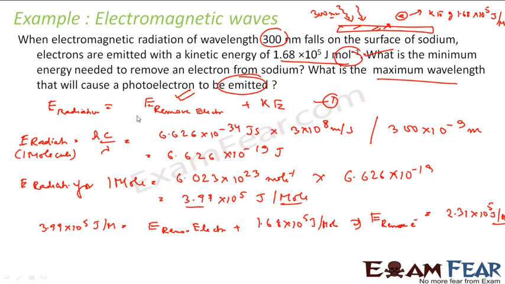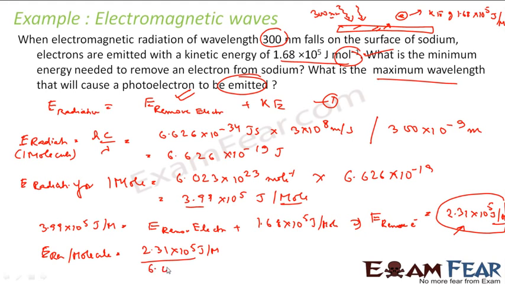Now the question is, what is the maximum wavelength that can cause the photon to emit? In that case, we'll use this much energy itself, because any extra energy we use converts into kinetic energy. So we'll assume that there is no kinetic energy for the electron. We just want a wavelength that will eject the electron out. So we'll use this one, right? This is joule per mole. I can find per molecule also very easily. So for the energy to remove per molecule, not mole, it will be 2.31 into 10 to the power 5 joule per mole divided by 6.023 into 10 to the power 23 per mole. So what I'll get is 3.84 into 10 to the power minus 19 joules.